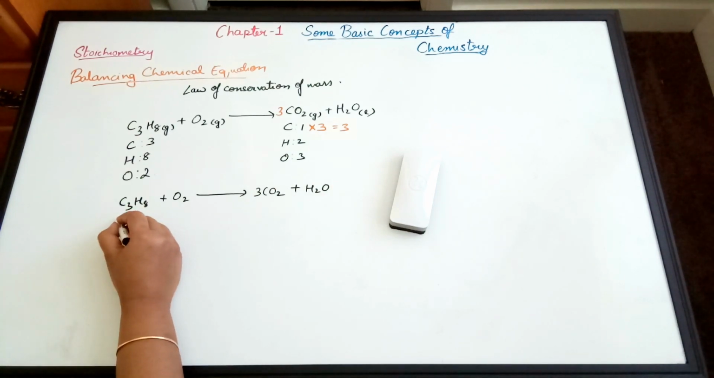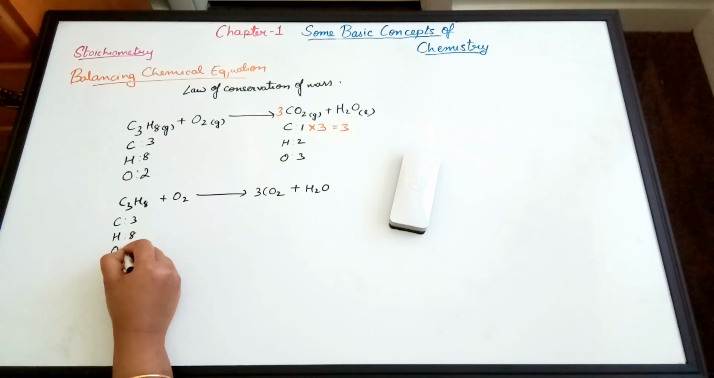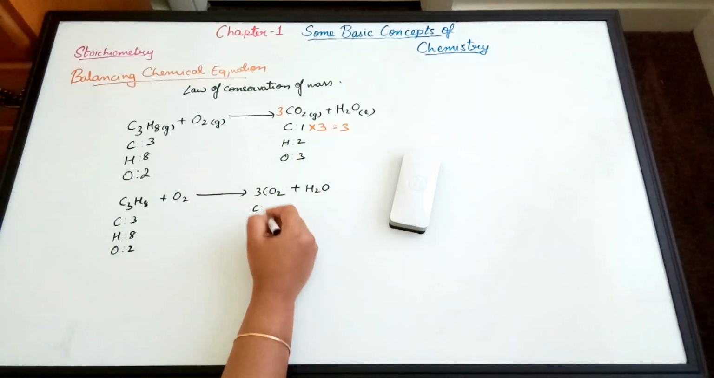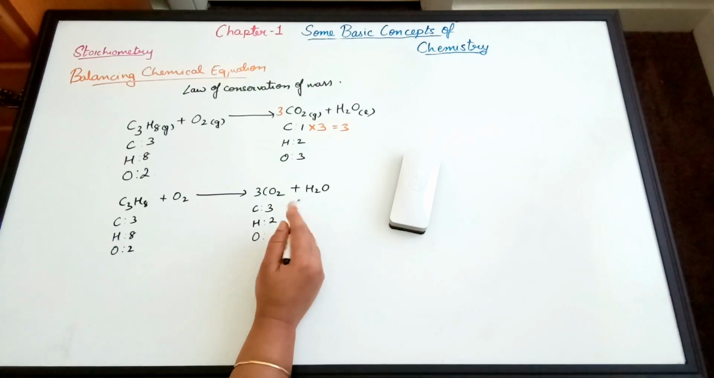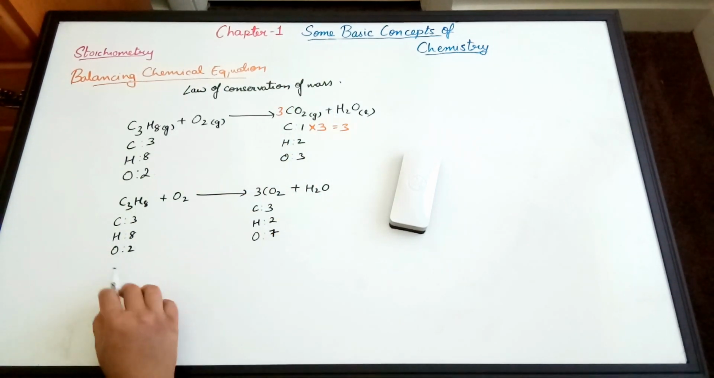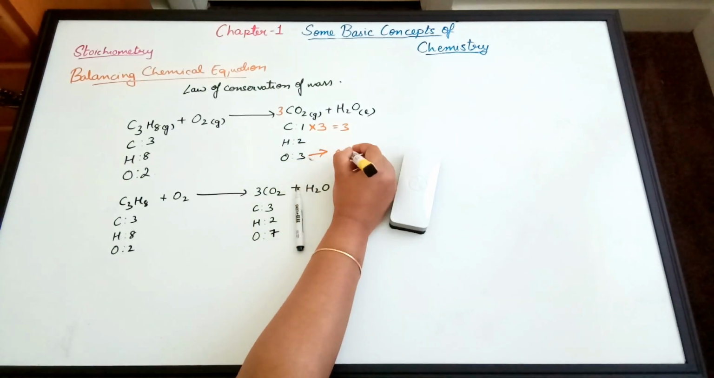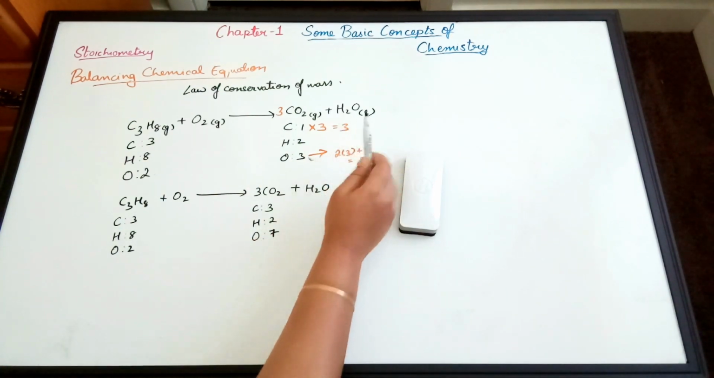Okay, so C3H8, carbon number of atoms is 3, hydrogen is 8, oxygen is 2. There has not been a change in the reactants. In the products, carbon has changed to 3, hydrogen, no, there's no change. Oxygen, you tell me, do you think there is a change? Yes, there is, because 3 into 2 equals 6, 6 plus 1 equals 7. So when I put a 3 over here, this value became 2 into 3 plus 1, that equals 7.